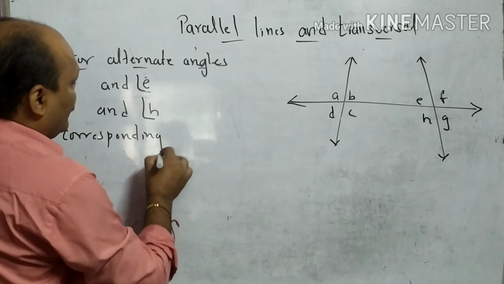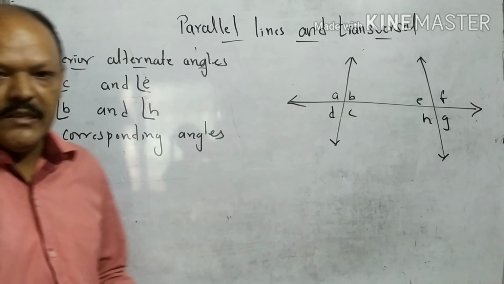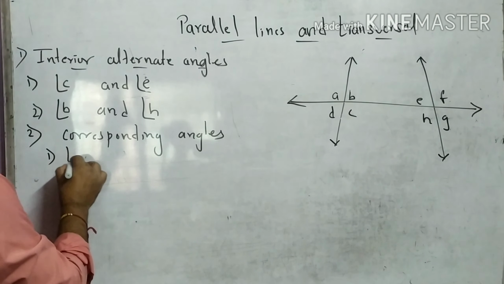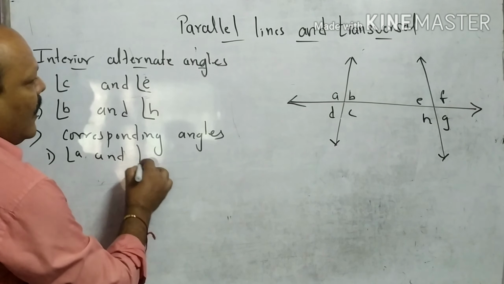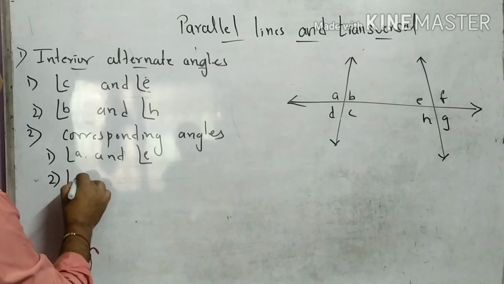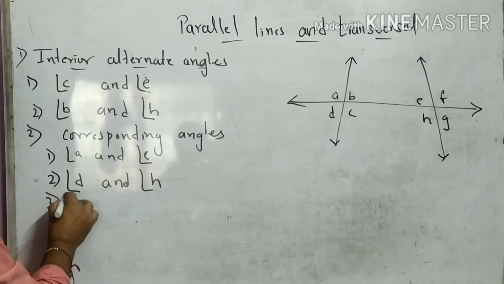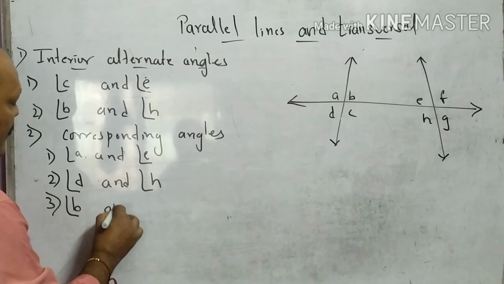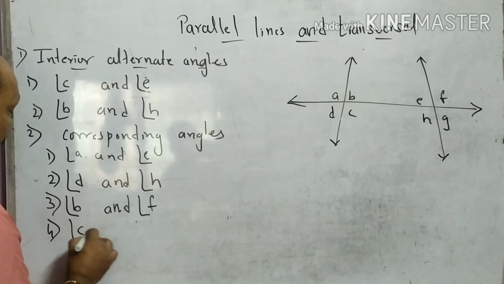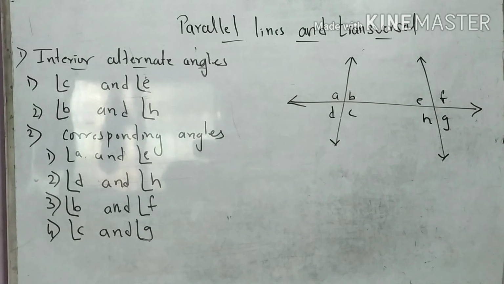Corresponding angles. We already know that there are four pairs of corresponding angles. We'll write the first one: angle A and angle E. Second one, angle D and angle H. Third one, angle B and angle F. The fourth one, angle C and angle G. These are the four pairs of corresponding angles.